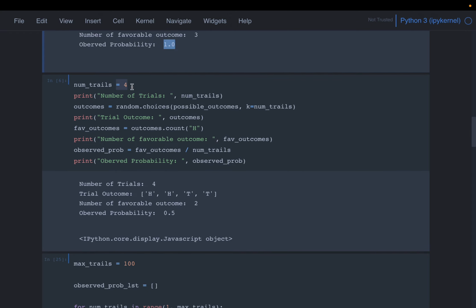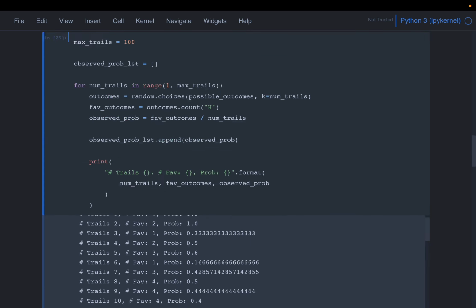Okay. So here we are flipping the coin 4 times. For example, here we flipped it 4 times. We got 2 heads and 2 tails. So the number of favorable outcomes is this heads and this heads, 2. So the observed probability is 0.5, which is a little better compared to flipping the coin only once. But this is also not sufficient.